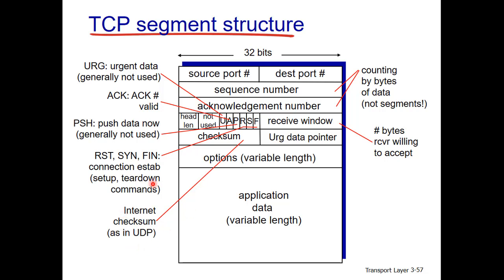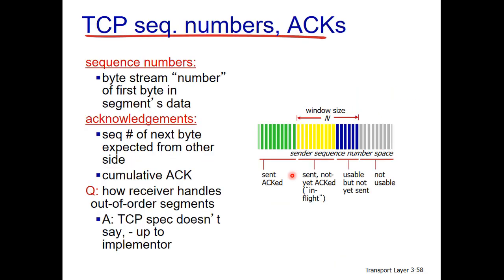Same as in the case of UDP, it also has a checksum value. Then the receiver window size. We are talking about how the sender won't blast the receiver. So how does it not blast the receiver? Using the receiver window size, the number of bytes the receiver is willing to accept. So the sender is not sending more bytes than that. And there are some optional fields, and you have the application data field.